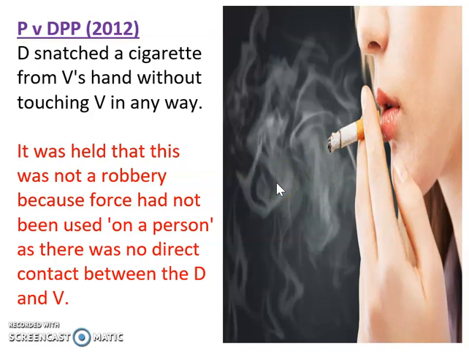So it was held that this wasn't a robbery because force hadn't been used on a person, there was no direct contact between the defendant and the victim, and as I've said, it's different from Clouden because there was no wrenching going on here, it was slid out, so there wasn't enough force for it to be a robbery.